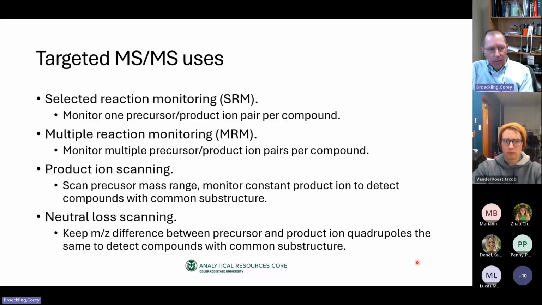Product ion scan is a situation where you use the first quadrupole to scan through a mass range. That might be mass to charge 200, 201, 202, all the way up to, say, 400. But the second quadrupole is always monitoring for the same product ion.